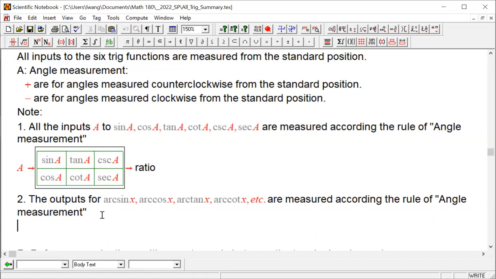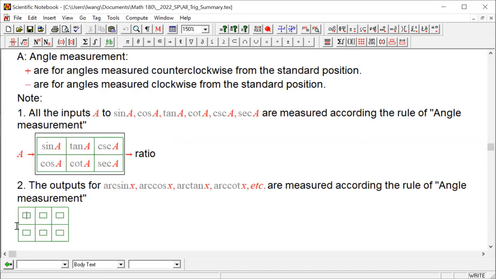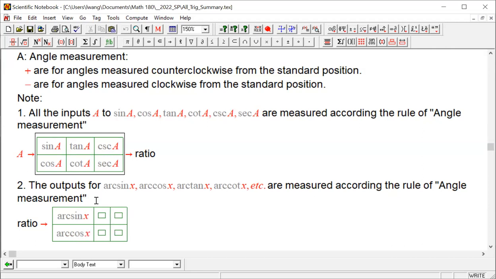On the other hand, if we look at the arc functions, the arc functions take a ratio as input: arc sine, arc cosine, arc tangent, arc cotangent.